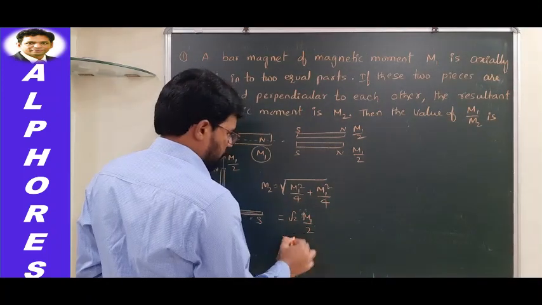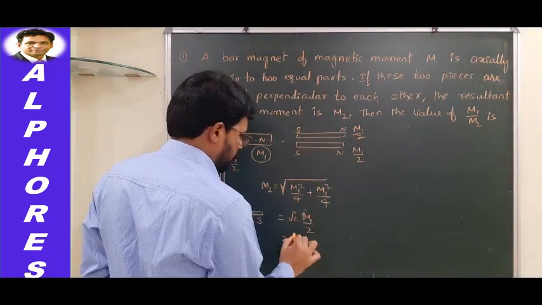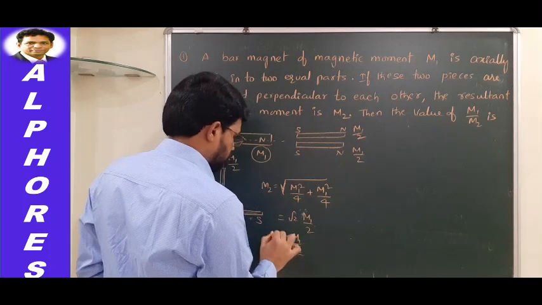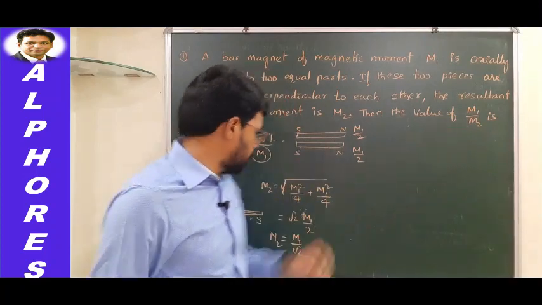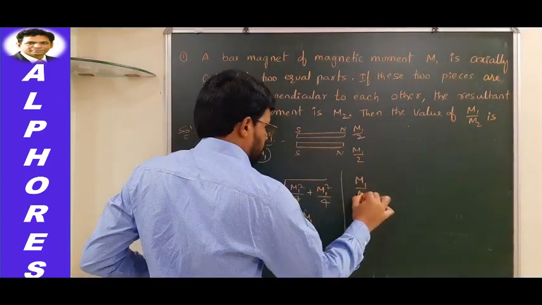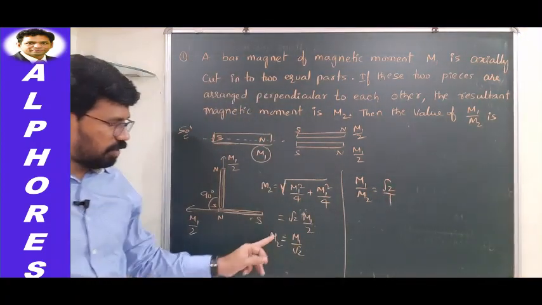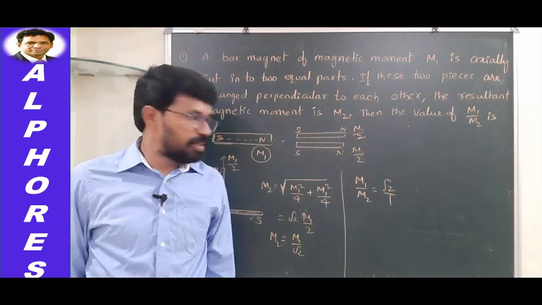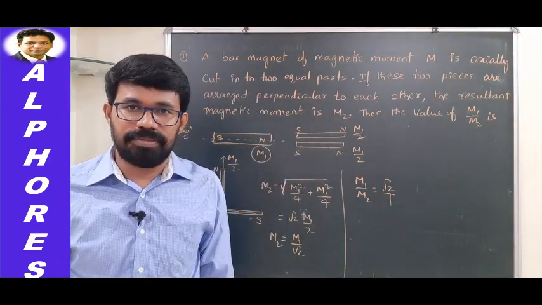Or this can be further reduced. If you rationalize with root 2, you will have m1 by root 2. So this is what m2 is. Now what is he asking for? He is asking for m1 by m2. From this equation itself, what can you write? You can write m1 by m2 as root 2 by 1. So m1 by m2 is equal to root 2 simply. That is the answer. Okay.